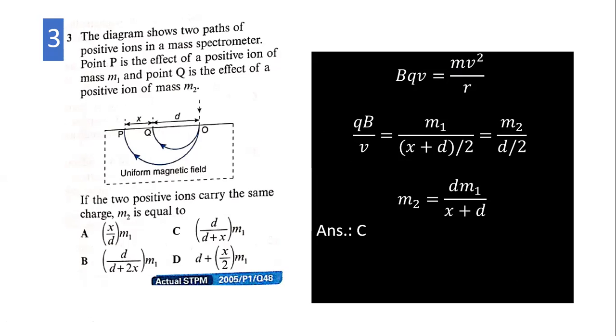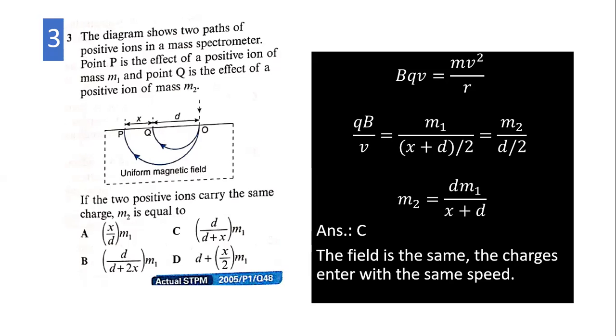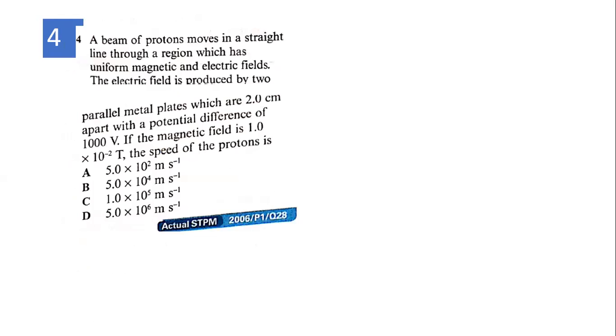Okay. M1 is X plus D divided by 2 and the other one is D divided by 2 alone. M1 is P, M2 is Q. P to O and then Q to O. Right. But then why divide by 2? To find the radius. You want the radius, not the diameter.